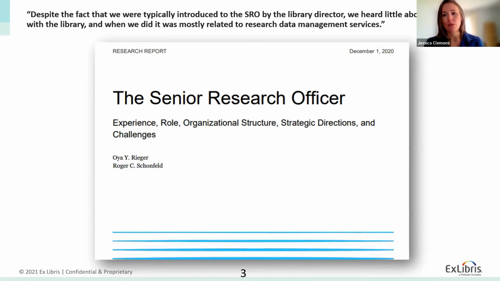One of the quotes that really struck me was that despite the fact that they were typically, that's Oya and Roger, of course, typically introduced to the SRO by the library director, they heard little about the engagement with the library. And when they did, it was mostly related to research data management services. So if the repository is not comprehensive, complete, or connected, how does a library justify its efforts, and how does it make those connections with the research office, with the communications office, with the provost office, and with those really important necessary stakeholders?